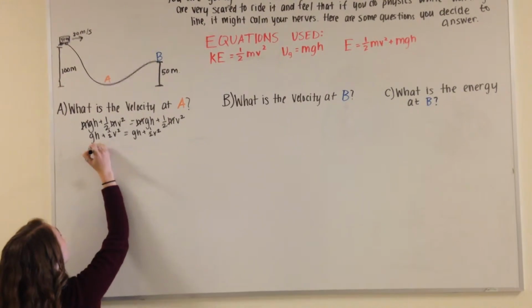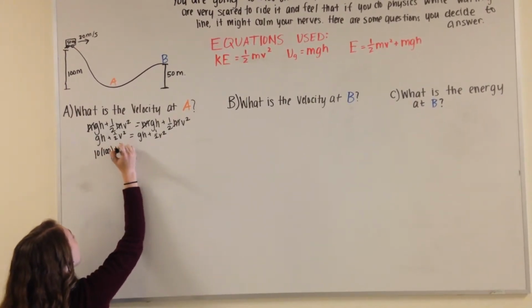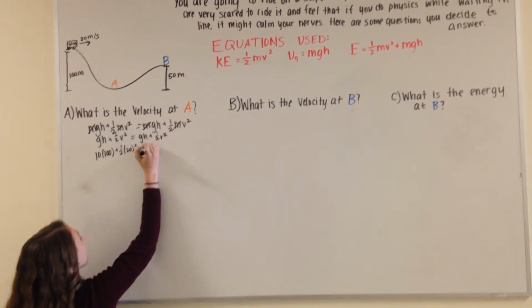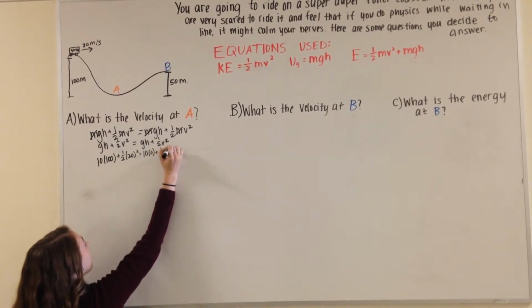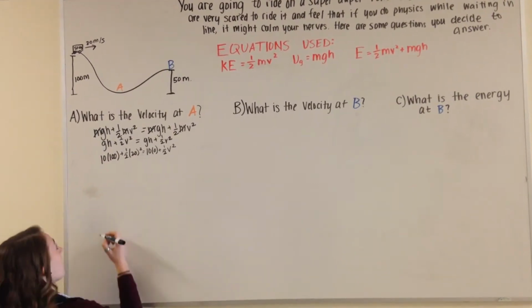Next, we're going to plug in the numbers, and we are using 10 for gravity. So we're going to do 10 times 100, because the roller coaster is at 100 meters at the beginning, plus 1/2 times 20 squared, because 20 is its initial velocity, is equal to 10 times 0, since at point A it doesn't have a height, plus 1/2 v squared, and we're trying to find what that v is.